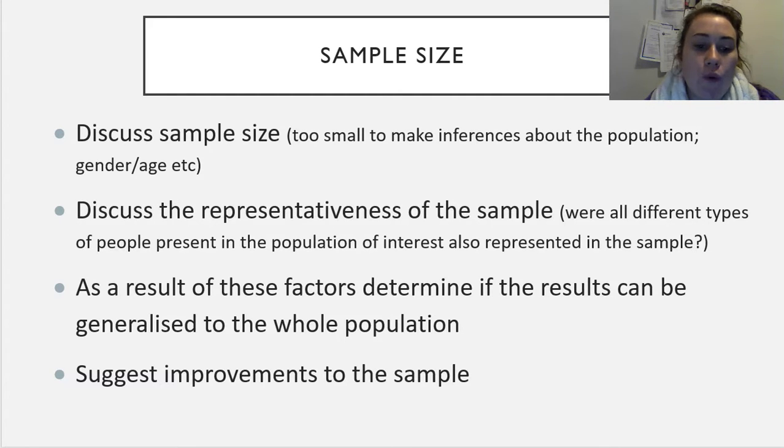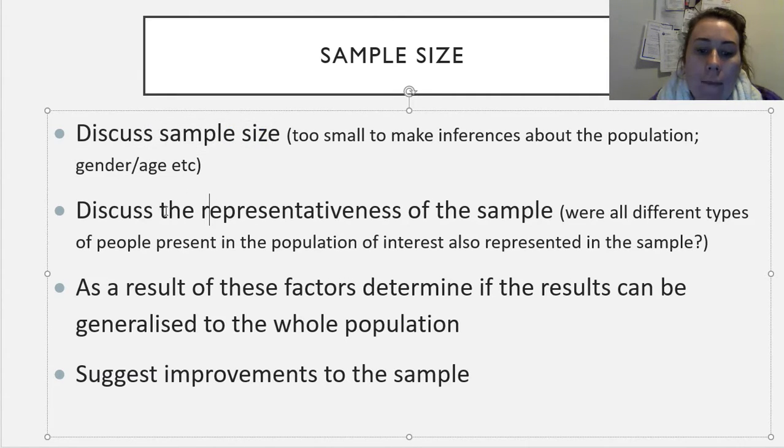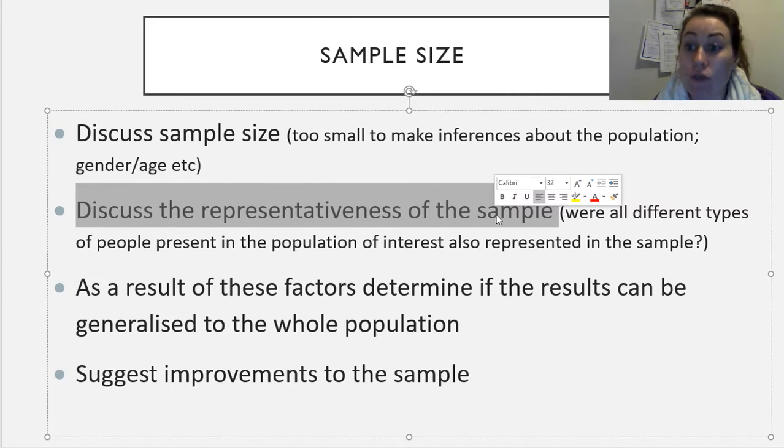With your sample size, this is one of the first things you want to be discussing and probably one of the easiest things you can discuss. When you're looking at the sample size, you want to talk about who actually did the experiment, so how many people we had in the classroom. You want to talk about the gender distribution, how many boys versus how many girls, and the age of the participants. Then you want to talk about the representativeness of the sample. That's a really good term to use.